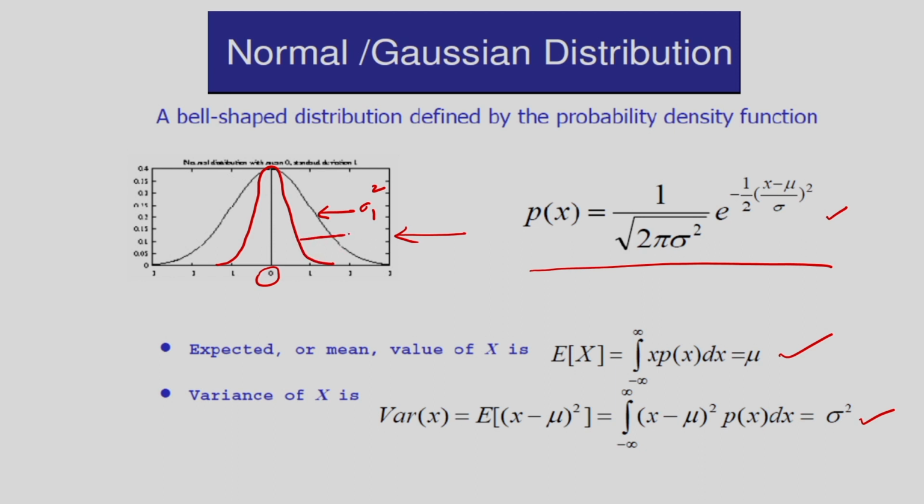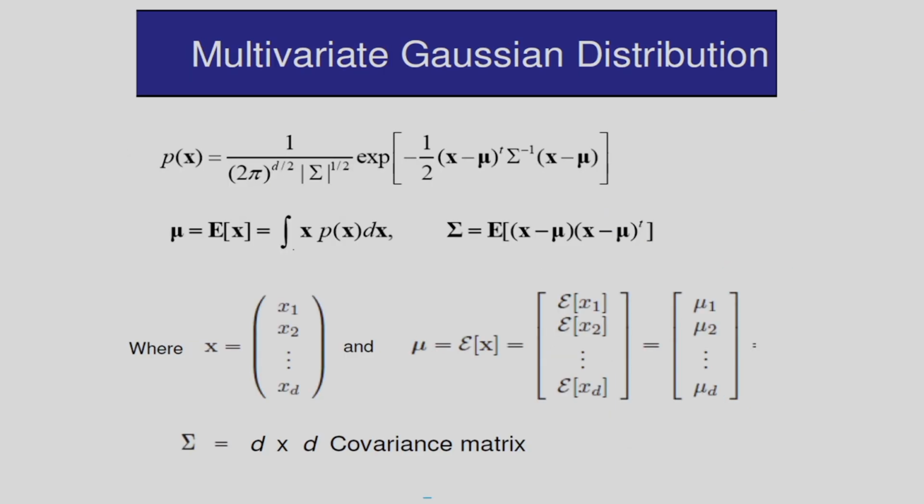Then in this case, suppose the variance is sigma 2 square. So in this case, sigma 1 square is greater than sigma 2 square. So you can see that the variance determines the spread of the Gaussian function. So this is about the normal and the Gaussian distribution. Now let us consider the multivariate Gaussian distribution.